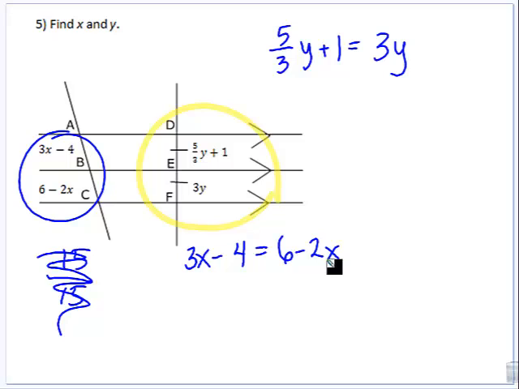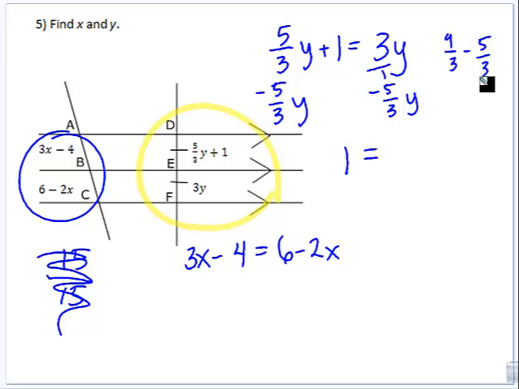What would we do first? Couldn't you add 5/3 y to 3y? Not add 5/3 y, subtract 5/3 y, yep. Okay, so then we have 1 equals, what's 3 minus 5/3? How could we write 3 as a fraction over 3? Put it over 1, and then we could get the same denominator by multiplying top and bottom by 3. So it would be 9/3 minus 5/3. What's 9/3 minus 5/3? 4/3 y.